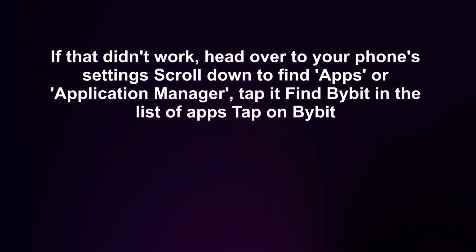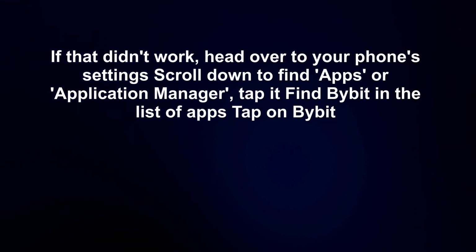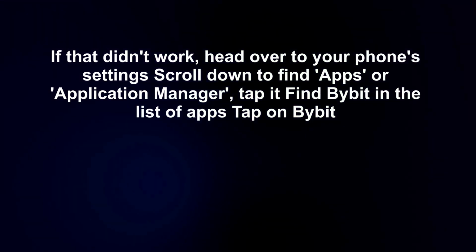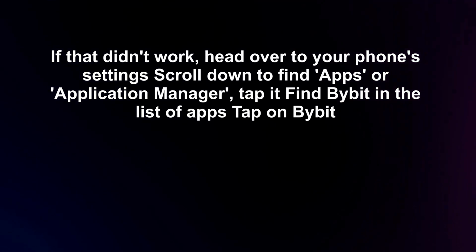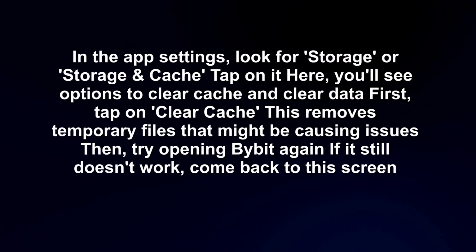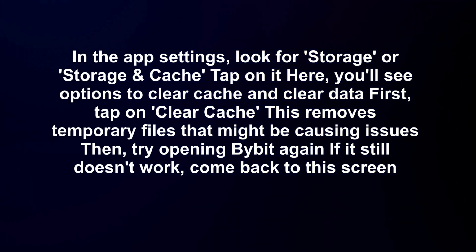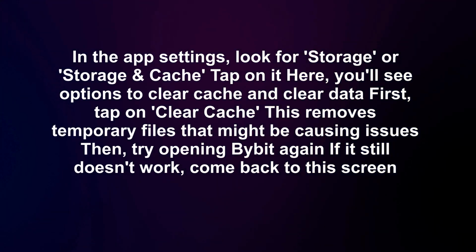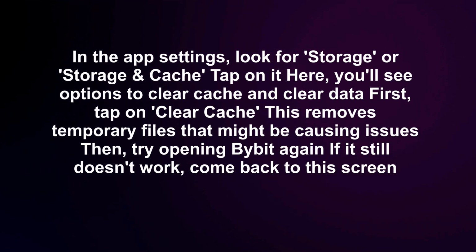If that didn't work, head over to your phone settings, scroll down to Find Apps or Application Manager. Tap it. Find Bybit in the list of apps. Tap on Bybit. In the app settings, look for Storage or Storage and Cache. Tap on it. Here, you'll see options to clear cache and clear data.